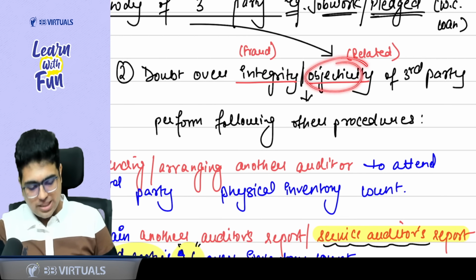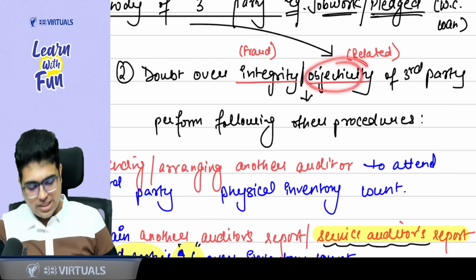First thing you can do is go. Go means attending or arranging another auditor to attend the third party physical count. So either you can go and attend, or you can arrange another auditor to attend the third party inventory count. First point is go. Second point is get. Sir, what do you mean by get? You can get another auditor report or service auditor report.